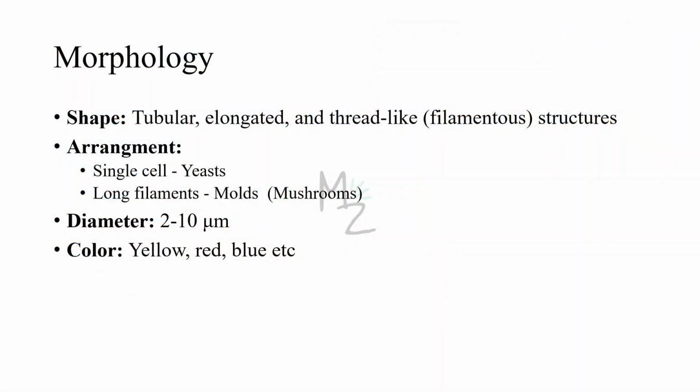Morphology. Shape. Fungi are tubular, elongated, and thread-like filamentous structures. They are arranged as single cells, for example yeasts, or long filaments, for example molds. Mushrooms are also fungi, and they've got an umbrella shape. Fungi vary in diameter from 2 to 10 micrometers. They vary in color from yellow to red to blue, and many others.